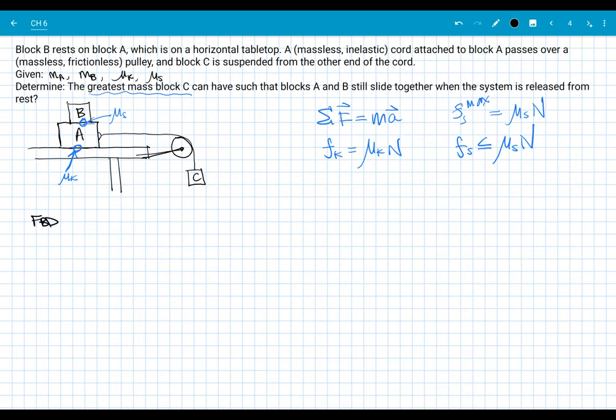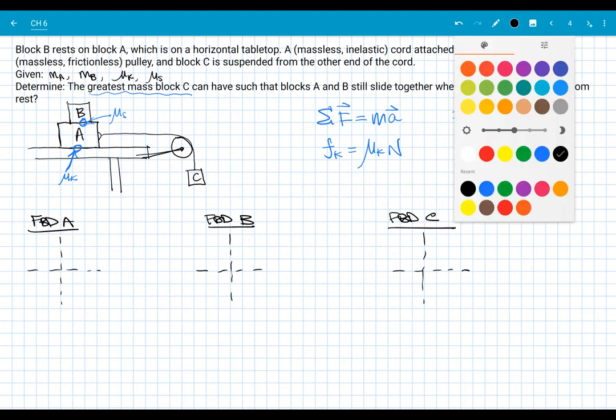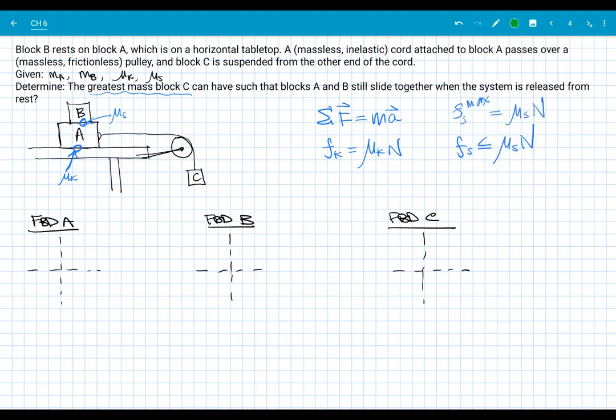We need three: block A, block B, and block C. So you can consider the forces that are going to appear on your free body diagram here. Let's start with block C. Again, that'll be the simplest one. What do we have going on for block C?